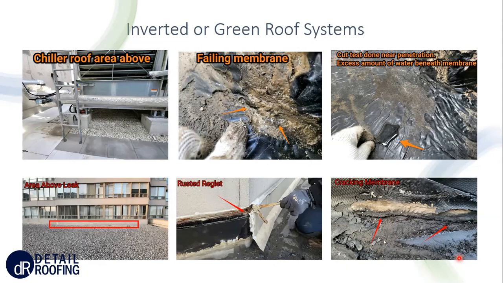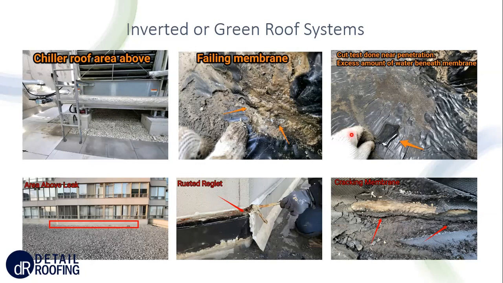In these cases here, we have one cause that's coming from the field membrane, the flat part, and one from the stripping membrane, which is the upturn. In both cases, the membrane was a liquid rubber membrane, in both cases heavily deteriorated. In this top one here, when a cut test was performed, water just started seeping out of the membrane.